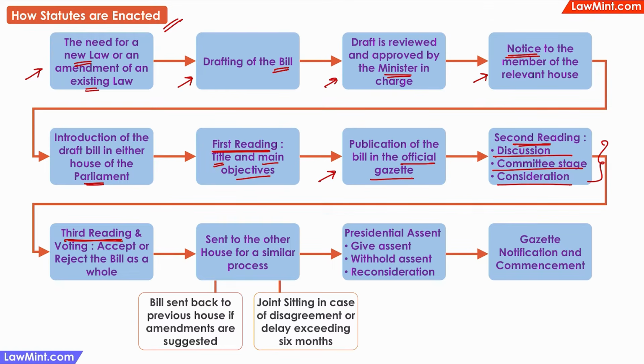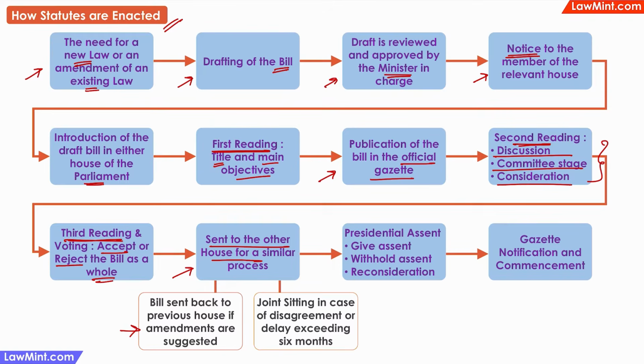In the third reading, the debate is limited to the acceptance or rejection of the bill as a whole, and no amendments are allowed at this stage. Members then vote on the bill. After passing one house, the bill is sent to the other house, where it goes through a similar process. If the second house suggests some amendments, then the bill goes back to the house where it originated for reconsideration.